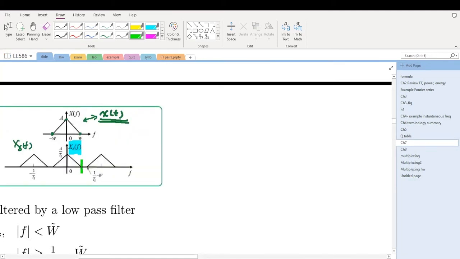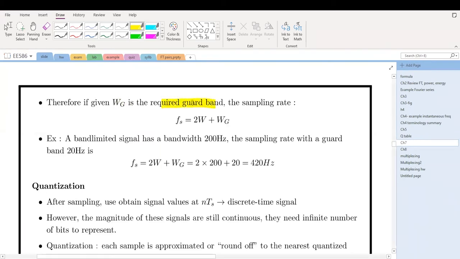The guardband is the distance between adjacent replicas of the spectrum. This is highlighted in green. If the required guardband WG is given, then the sampling rate Fs equals 2W, that's the Nyquist rate, plus this guardband.